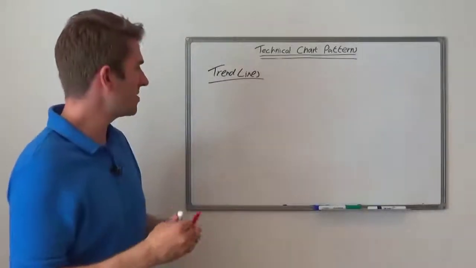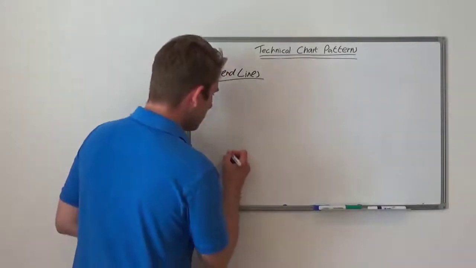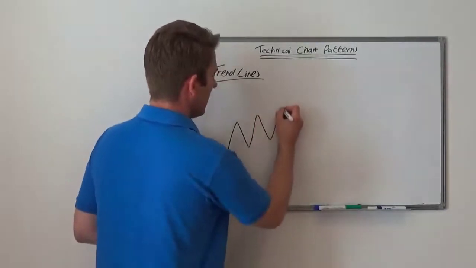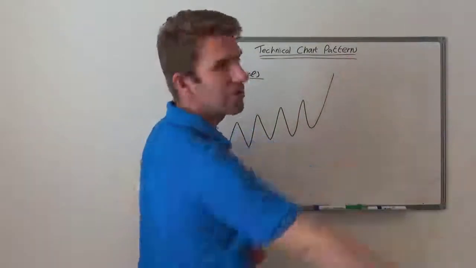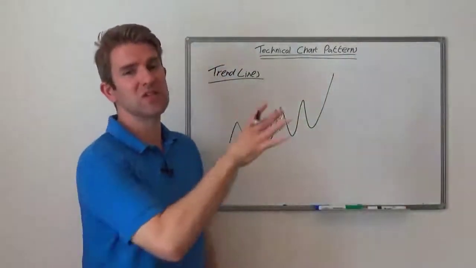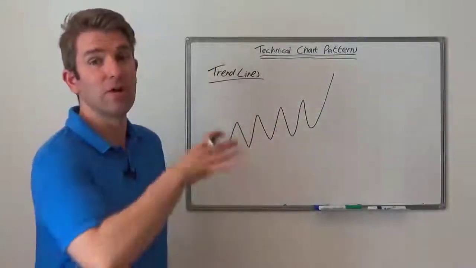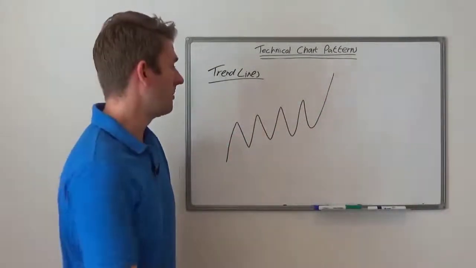So trend lines. What is a trend line? What is it all about? So you've basically got this scenario here, okay? I'm simplifying it, appreciate that. In the real world, we never get these symmetrical patterns, which is what we've got to be careful of when we're talking about patterns on whiteboards and stuff.